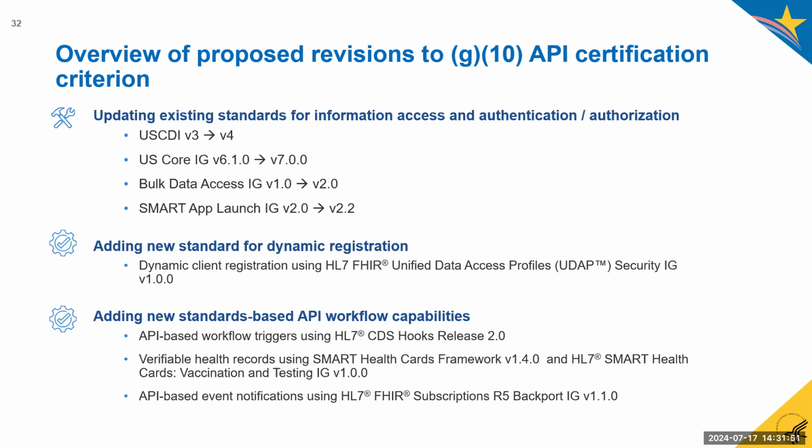I mentioned that we're looking to have G10 modules support dynamic client registration. We are pointing to the HL7 FHIR Unified Data Access Profiles, or UDAP, Security IG version 1. And then you can see under the API workflow capability standards, we are pointing to the latest version of CDS Hooks, as well as the Smart Health Card Framework 1.0, supported by the Smart Health Cards Vaccination and Testing IG. And then last but not least, the API-based event notifications using the HL7 FHIR Subscriptions R5 Backport IG.